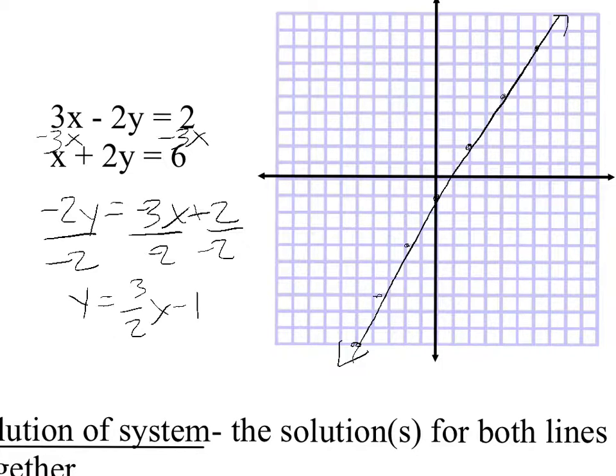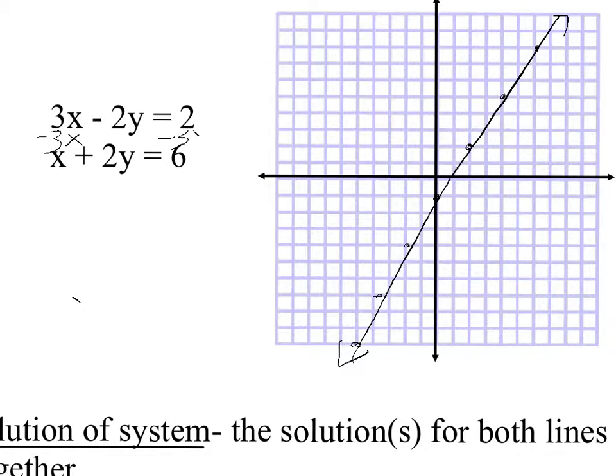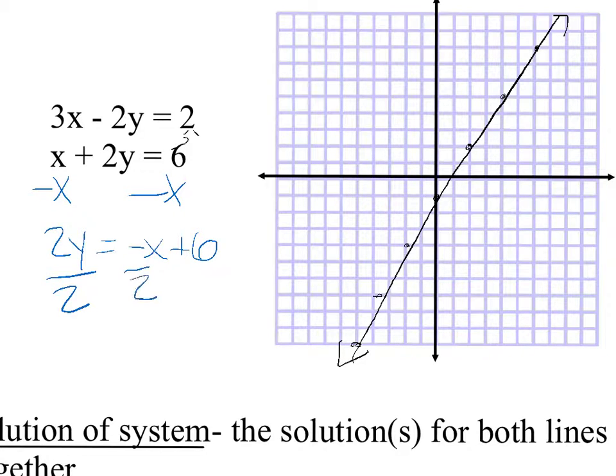Alright, now I have to go to my other one. I'm going to erase my math here so that I can see my work. My other one I'll do in a different color also. Alright, so now I need to move the x over again. So now I have 2y equals negative x plus 6. Divide everything by 2. So y equals negative 1 half x plus 3. So I cross at 3. I go down 1, to the right 2, and I already see where they cross.